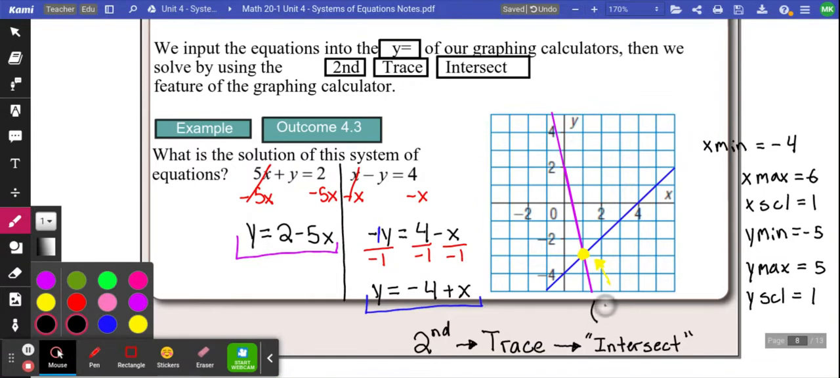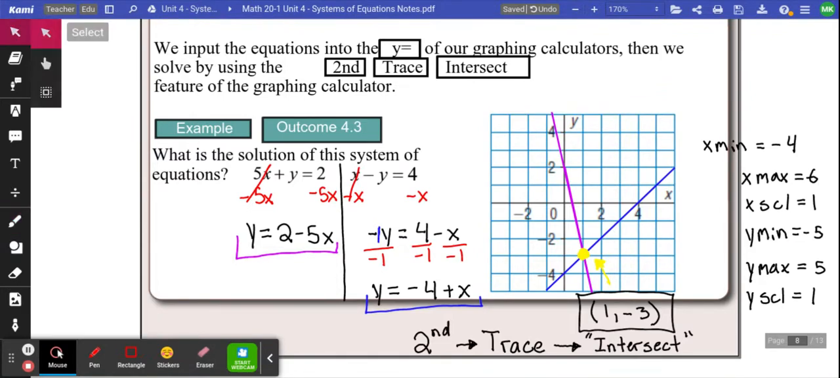The correct answer is 1 comma negative 3. And that's all it is to graphing. It's nice and easy. You're just going to get it into y equals, graph both things, second trace intersect, pretty much hit enter 3 times, and you're good to go.